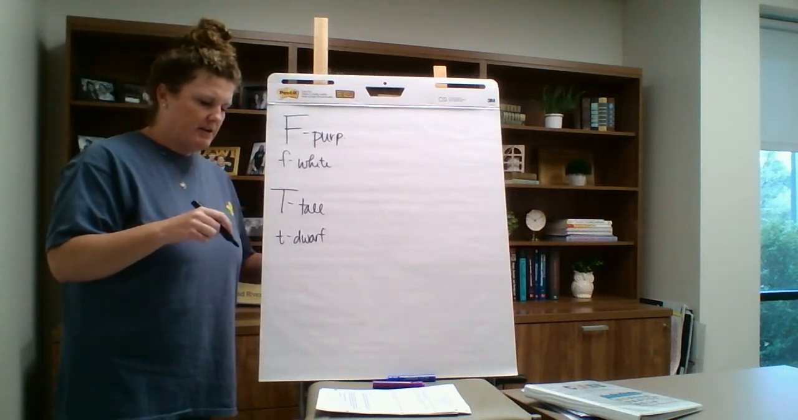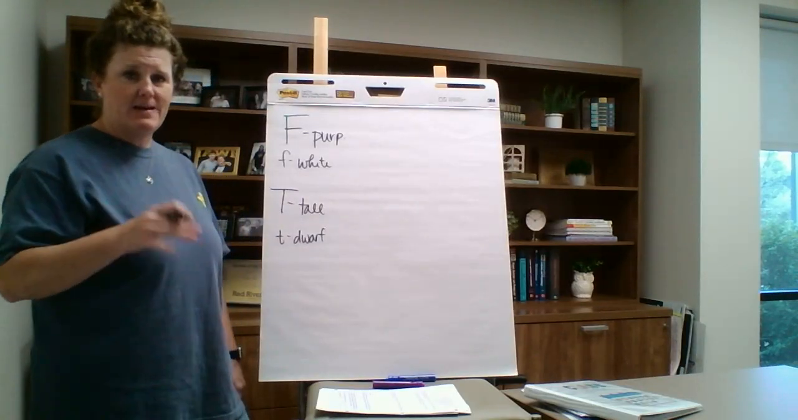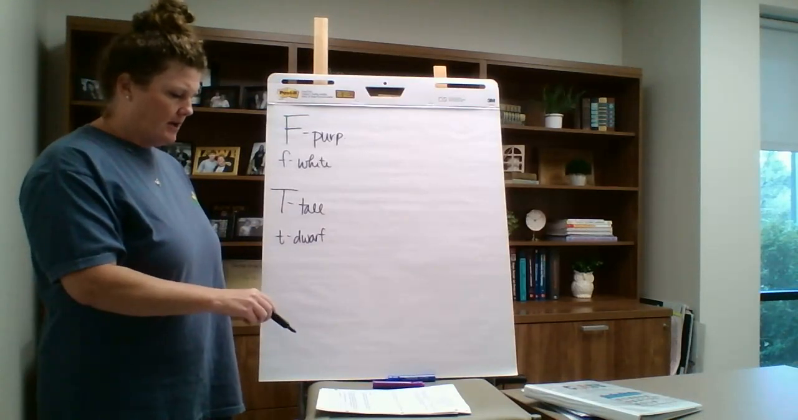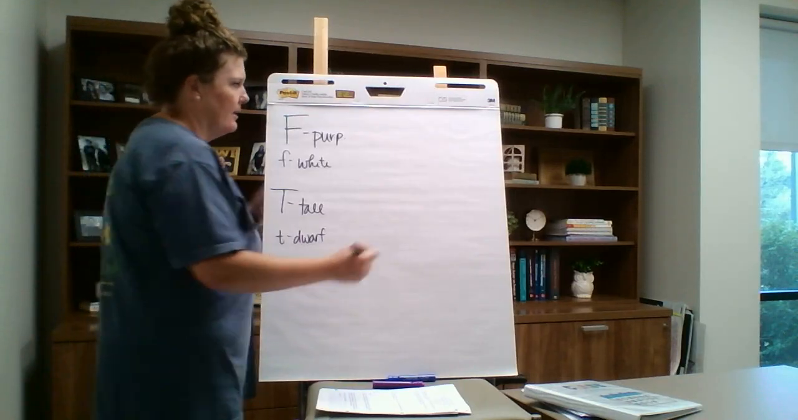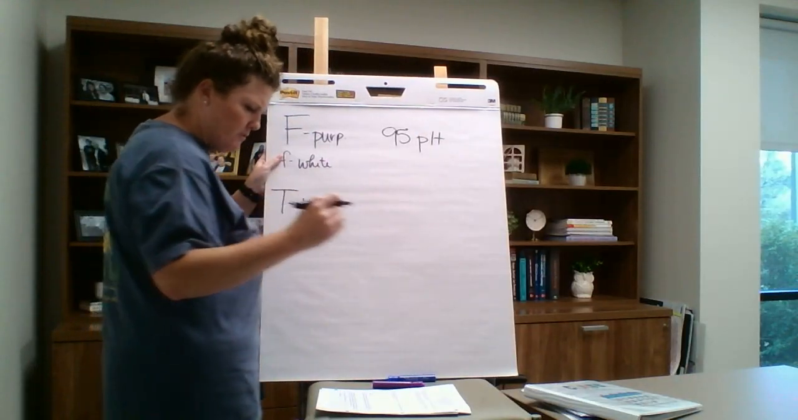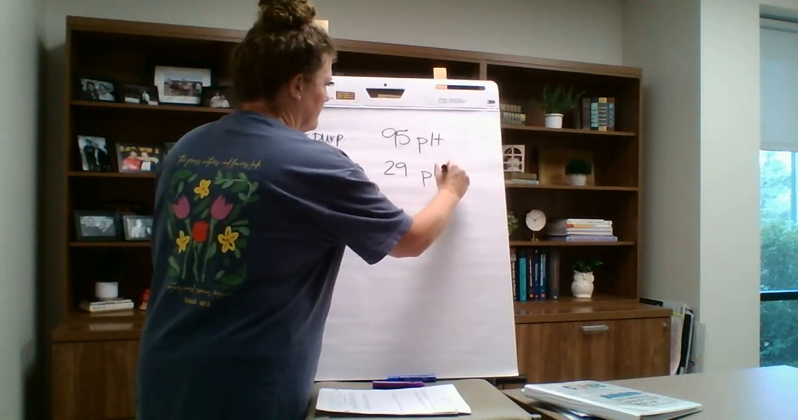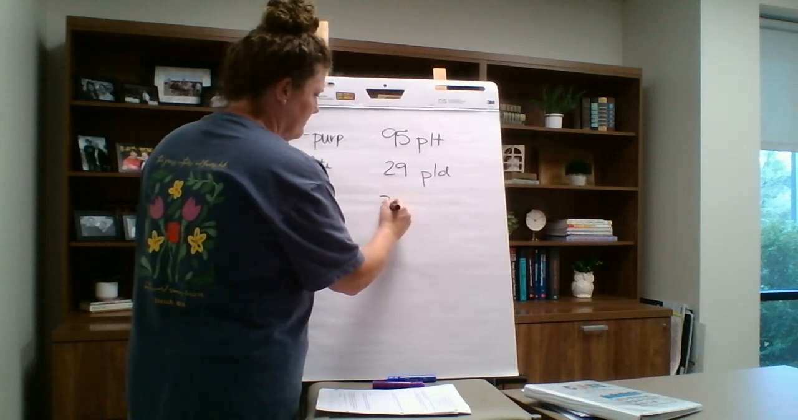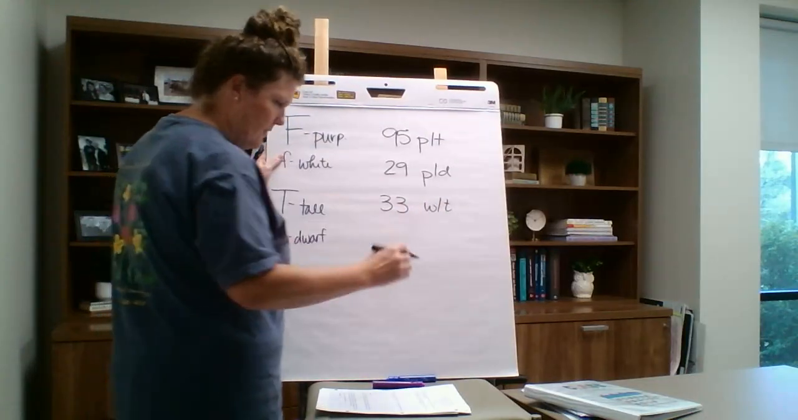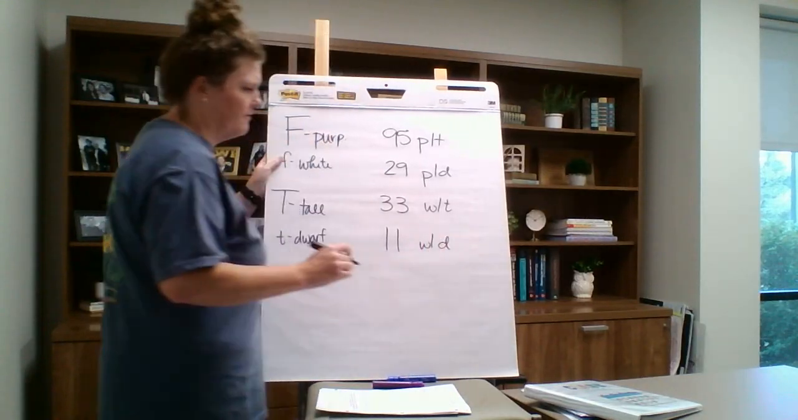All right, now what they're giving us, so this is a dihybrid cross, okay? What they're giving us are the babies. They're saying this is how many of each baby that I got, okay? So if you look at your numbers on A, we had 95 that were purple and tall. There were 29 that were purple and dwarf. There were 33 that were white and tall, and there were 11 that were white and dwarf, okay?